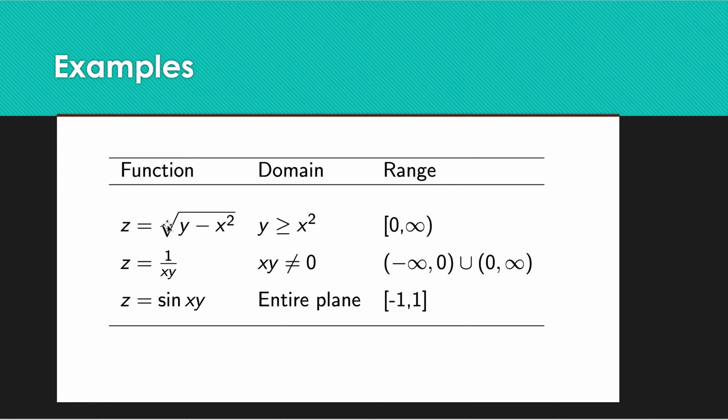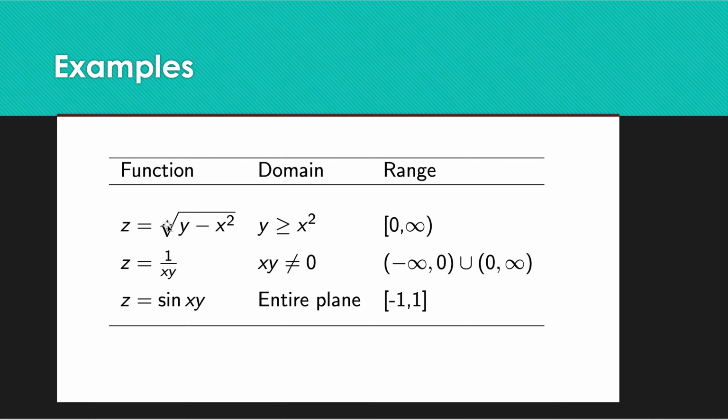Similarly, my range is going to go from 0 to infinity, because no matter what I do to a square root, I'm never going to get a negative number out of it. And then in the fraction situation, my domain would be all real numbers except xy is not equal to 0. Or I could say xy equals 0 is excluded, or I could just say xy is not equal to 0. So you have two options: all reals except when xy equals 0, or just xy does not equal 0.